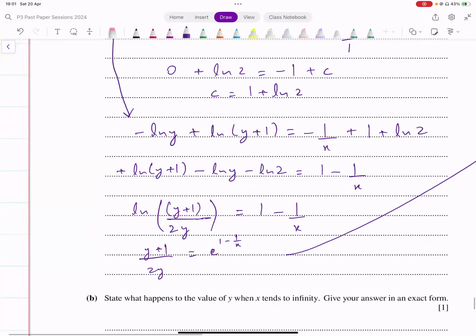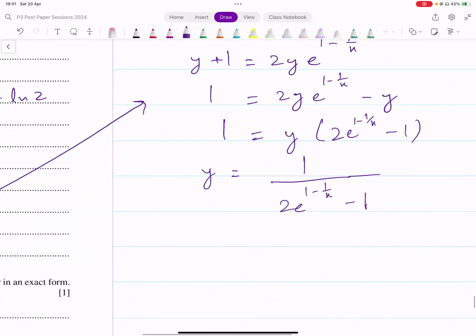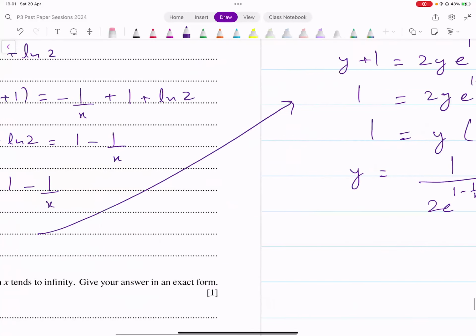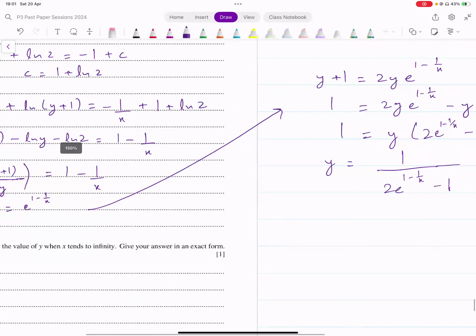Okay, all right. So this is what we end up getting. Y equals 1 over 2e raised to power 1 minus 1 over x minus 1. Okay, that's y in terms of x that we get. Now it says, state what happens to the value of y when x tends to infinity. Now let's think about that. We have y equals 1 over 2e raised to power 1 minus 1 over x minus 1. This is what we've got, y in terms of x. Now, what happens when x goes towards infinity? Let's think about this. That means x becomes very large.